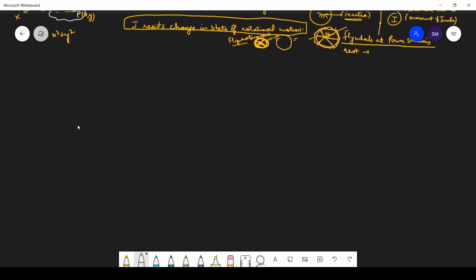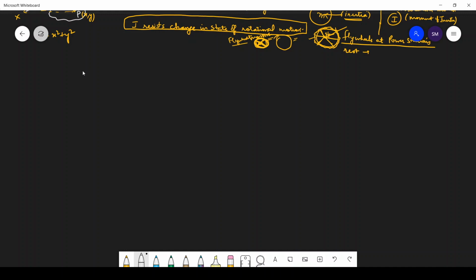So if we talk about the applications, first application, a flywheel. So what is a flywheel? Flywheel is a heavy wheel which is attached to the shaft of a steam engine. So like we have this is the shaft and this is how it is attached with this shaft. These are the spokes. Okay, so you can assume this figure, no problem, right?